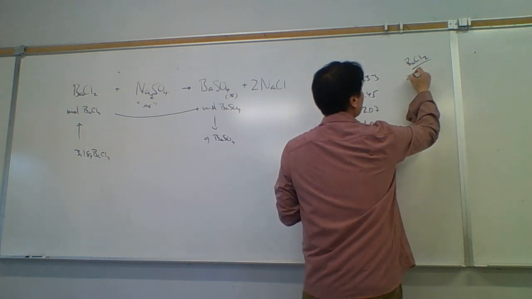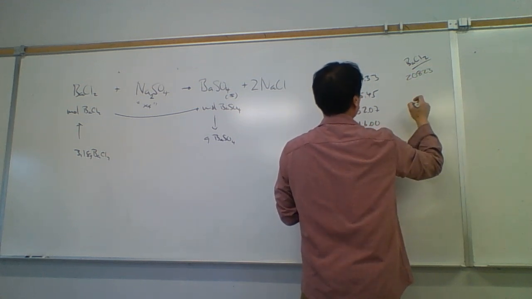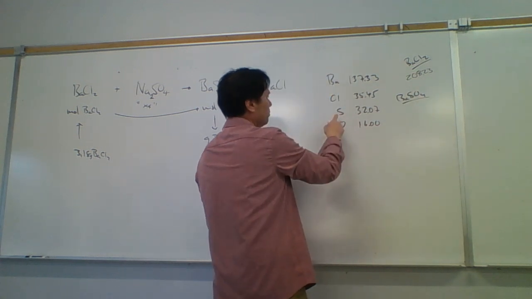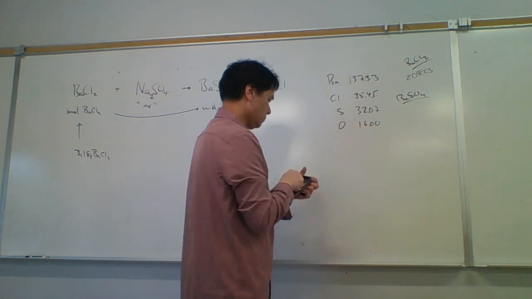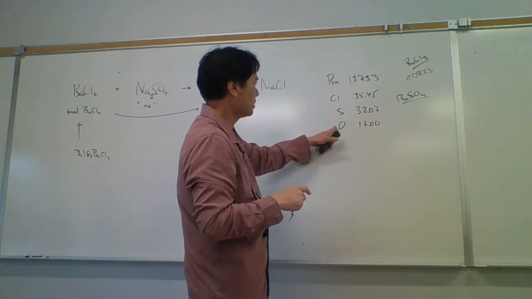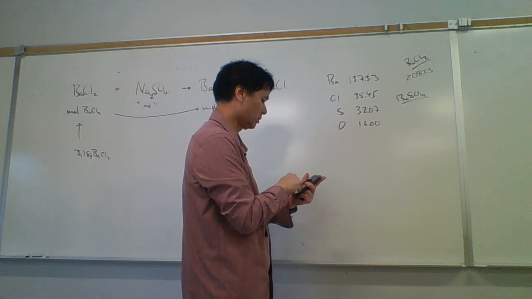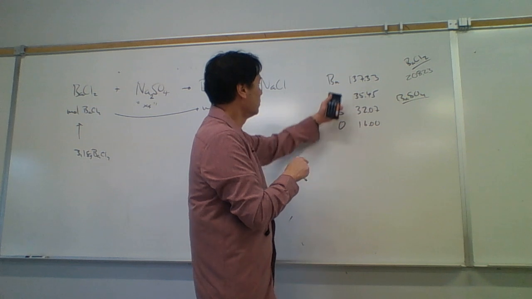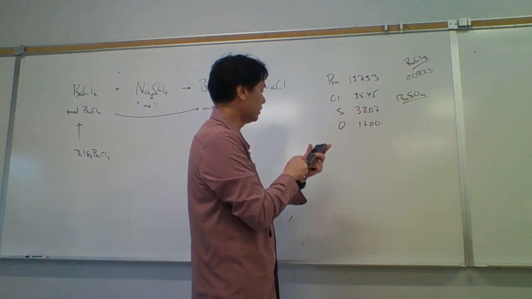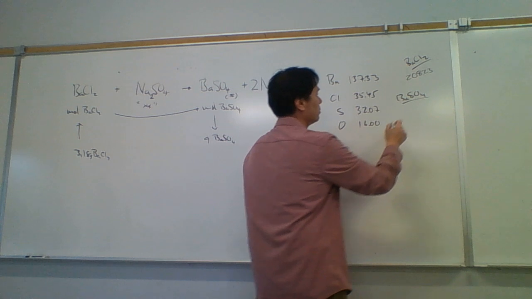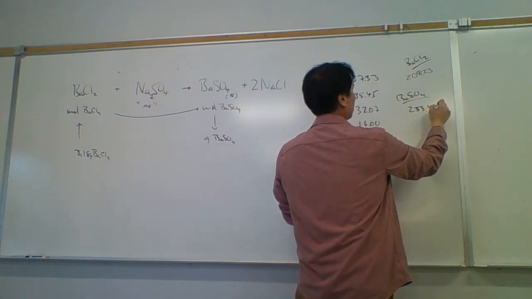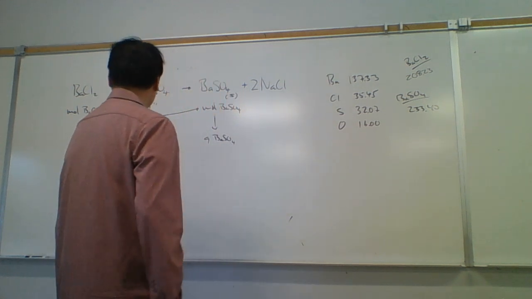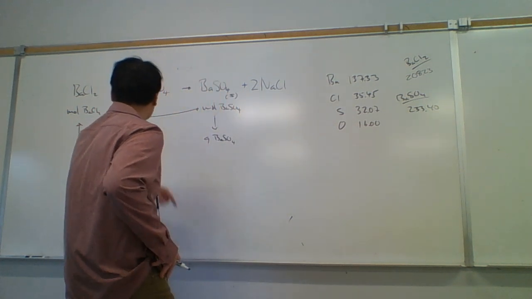208.23. And then barium sulfate: 1 barium, 1 sulfur, 4 oxygens. So 4 times 16 is 64, plus 1 sulfur, 32.07, plus 1 barium, 137.33. That's 233.40. All right, those are going to be in grams per mole. So we can go grams to moles or moles to grams here.